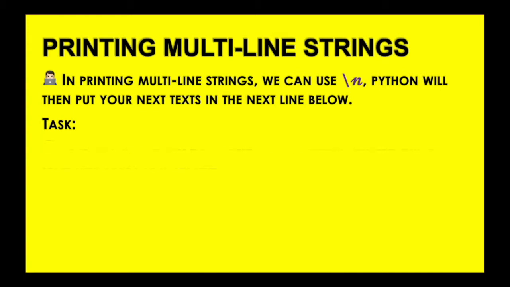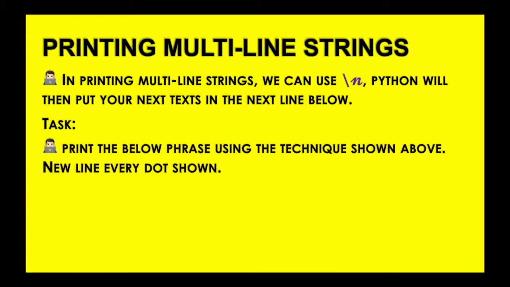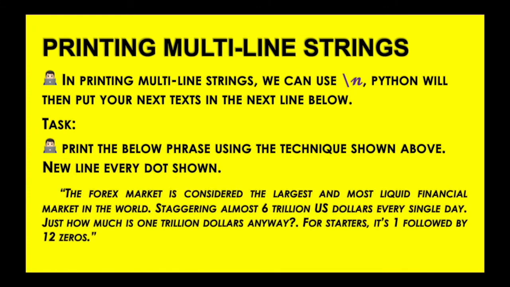So let's have this task. For our task, print the below phrase using the technique shown above, which is the backslash then letter n, with a new line at every dot shown. The phrase is this: the forex market is considered the largest and most liquid financial market in the world.